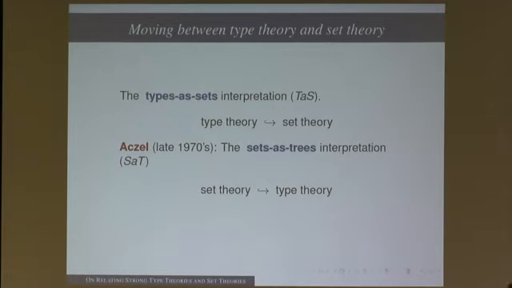And this was engineered by Aczel in the late 1970s. This is the sets-as-trees representation. So the sets are represented as trees in type theory, and then you get an interpretation of set theory in type theory. But what will be crucial here is that it usually only works for intuitionistic set theory. So the set theory usually has to be intuitionistic, unless you have a very strong version of the reducibility axiom, like P rad, for instance.